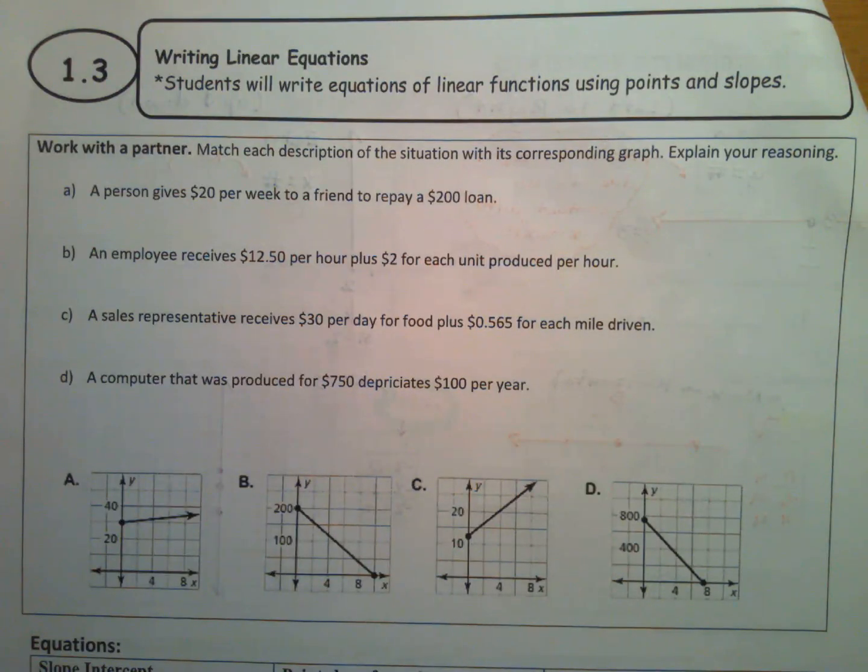Today we're going to be doing notes section 1.3, writing linear equations. Based on information that they give us, mostly a point and a slope, we're going to be writing the equation of a line. Now, there's two different types of formulas we're going to be using, so we have to be able to tell them apart.